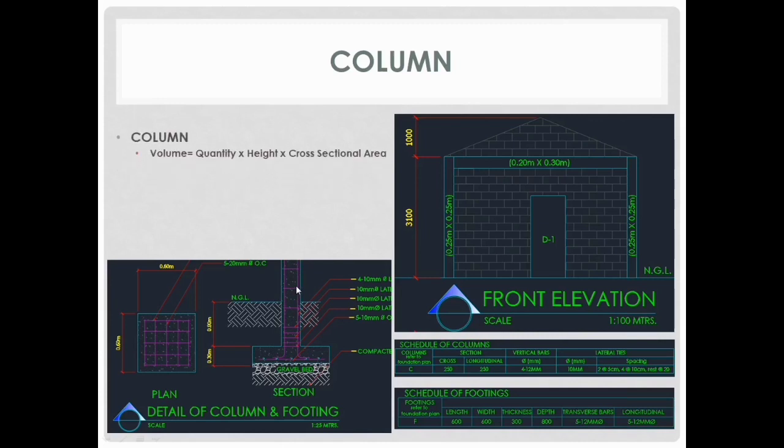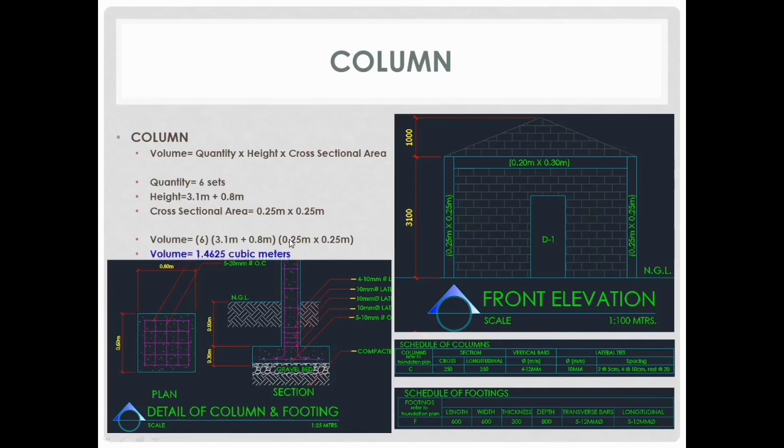So, sa volume ng column, ang kailangan natin is yung quantity, height, multiply by cross-sectional area. So, ang quantity natin is 6 sets since 6 yung column natin. Then, yung height, 3.1 plus 0.8. So, ito yung 3.1 natin. Ngayon, nakabaon pa siya ng 0.8 meters. So, kailangan natin i-add. So, ang cross-sectional area is 0.25 by 0.25. So, para makompute ang volume, 6 sets, multiply by total height natin, 3.1 plus 0.8, and multiply by cross-sectional area. So, ang volume natin for column is 1.4625 cubic meters.